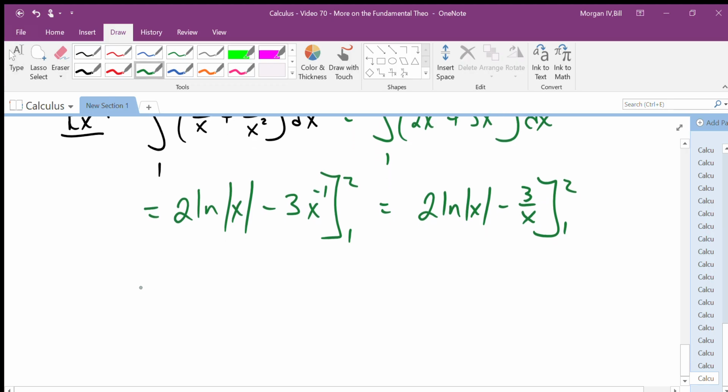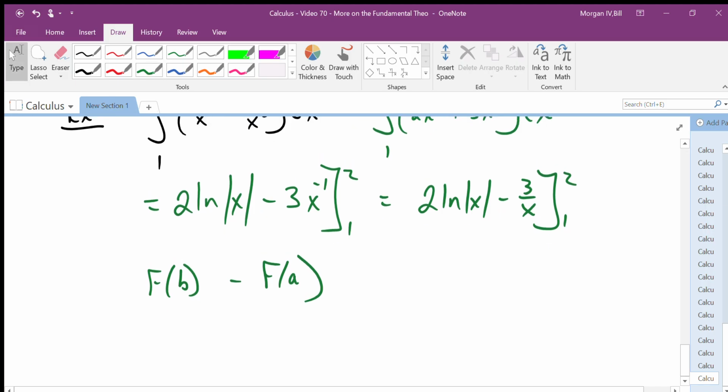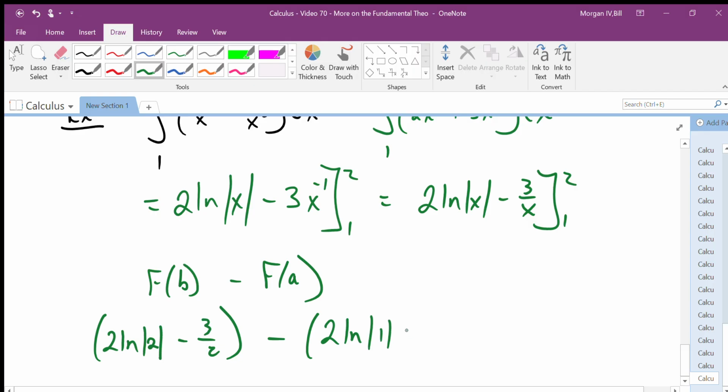So we're going to do F of b minus F of a. So F of b is, I'm going to plug in the 2. That's 2 natural log absolute value of 2 minus 3 over 2. That's F of b. Minus F of a, I'm going to plug in the 1. 2 natural log absolute value of 1 minus 3 over 1.